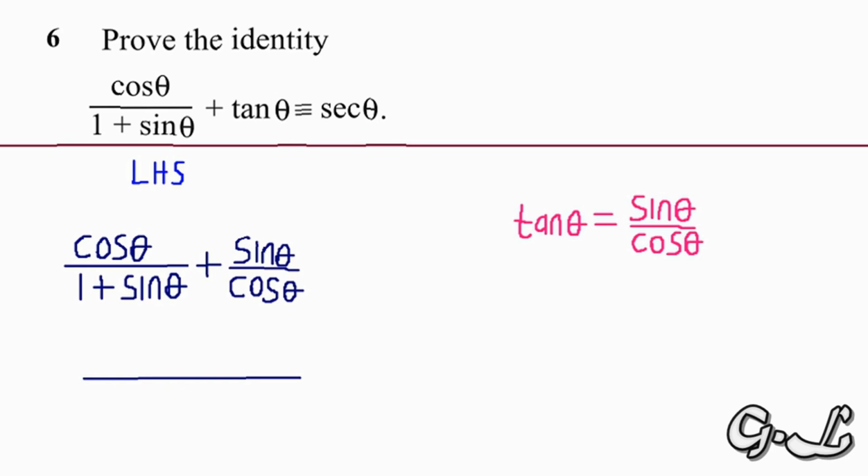So it is sine theta over cos theta. In such a case, we're going to add, so we're going to find the common denominator. The way we find the common denominator is that we multiply the denominators. In such a case, we're going to multiply 1 plus sine theta and cos theta. So that is our common denominator. We have to multiply those denominators, so it is going to be like that.